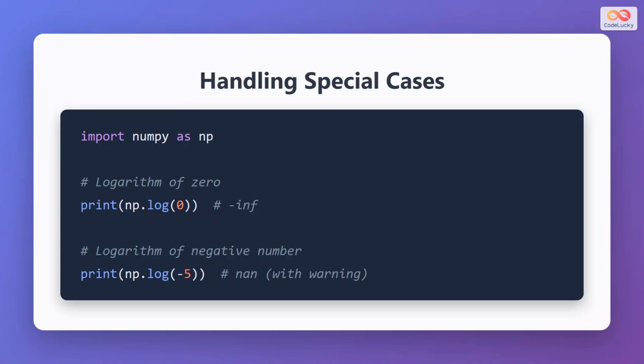It's important to understand how np.log handles special cases. When you calculate the logarithm of 0, NumPy returns negative infinity. When you try to calculate the logarithm of a negative number like -5, NumPy returns NaN, which means not a number, and issues a warning. Always ensure your input values are positive to avoid these edge cases.